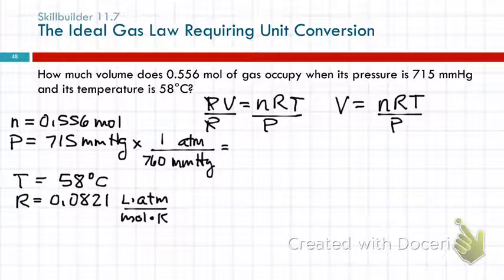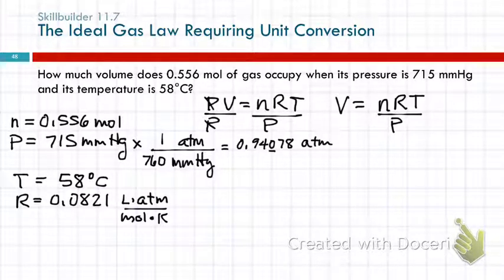So 715 divided by 760, 0.940. 715 has three significant figures. We want to keep a couple of extra digits here so we avoid rounding errors. So there's my three significant figures, and I'm going to keep the next two digits, 7, 8, and now the unit's atmosphere.